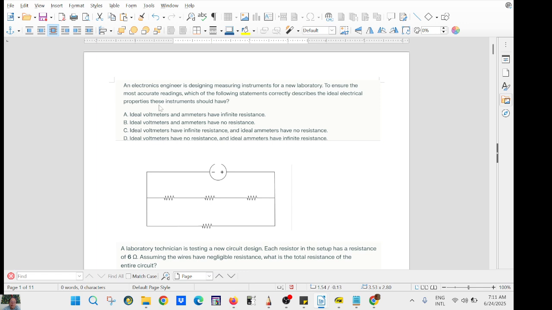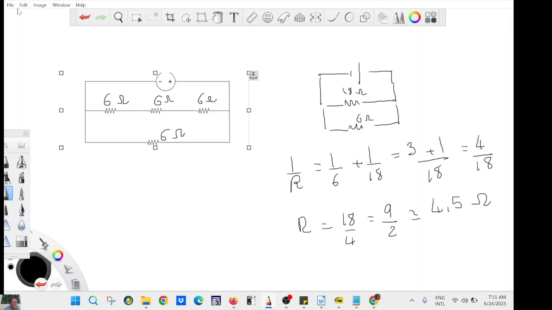So they talk about voltmeter and ammeter. Ammeter, amps, comes from amps. It's to measure the current. Voltmeter is to measure the voltage. So voltmeter has to be across a load, but the ammeter has to be part of the circuit so you can measure the current.